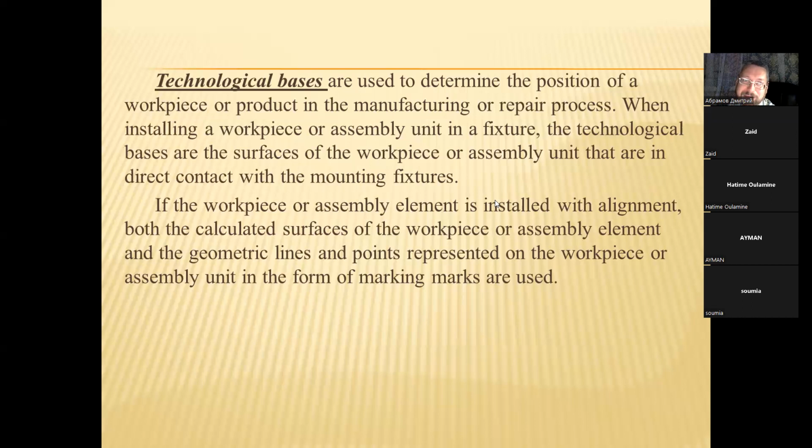When installing the workpiece or assembly unit in the fixture, the technological bases are the surfaces of the workpiece or assembly unit that are in direct contact with the mounting fixtures.